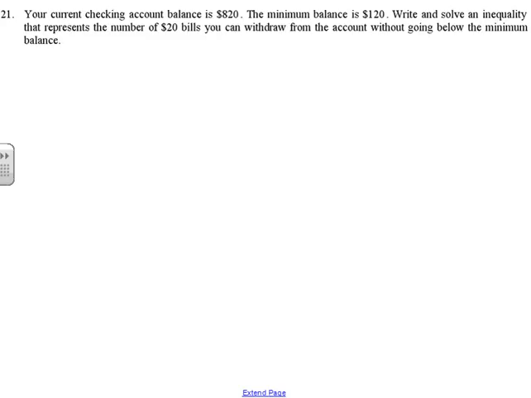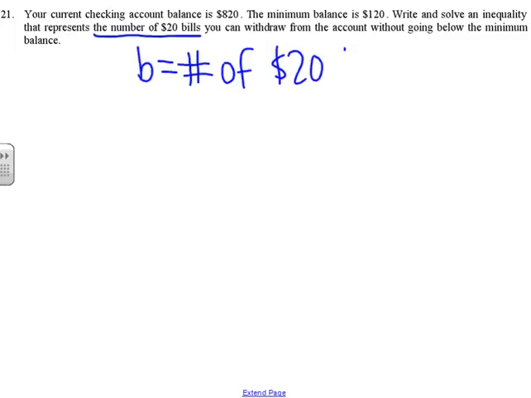All right, next one. Your current checking account has a balance of $820. The minimum balance is $120. Write and solve an inequality that represents, keyword, the number of $20 bills you can withdraw. So we'll say B is the number of $20 bills. We want to know how many we can withdraw without going below the minimum.